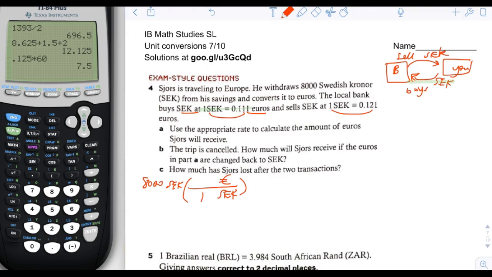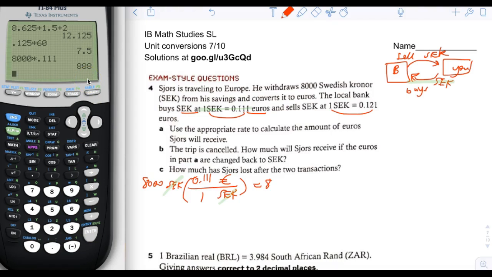So we'll put 1 kroner is 0.111 euros. And we'll multiply that out. And if we do it this way, we're going to cancel out the kroners, and we end up with euros, which is what we want to do. So it's 8,000 times 0.111, which gives us 888. So it gives us 888 euros, and that's the answer to part A.